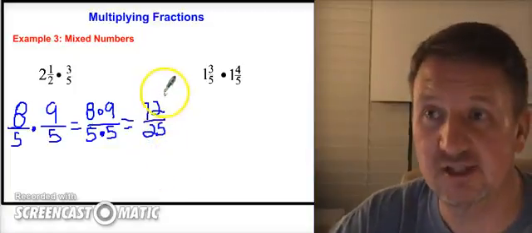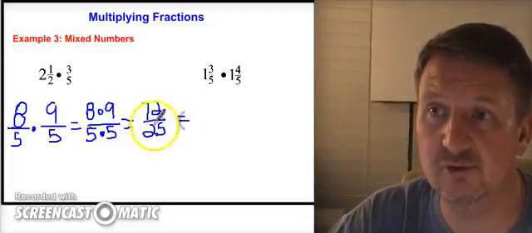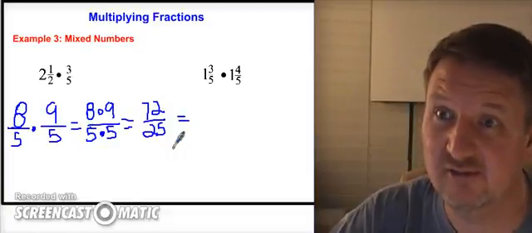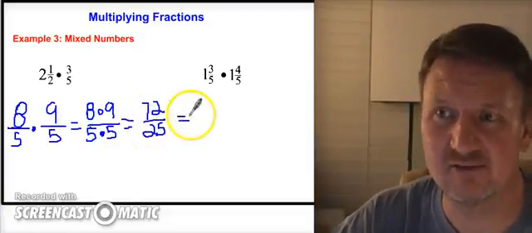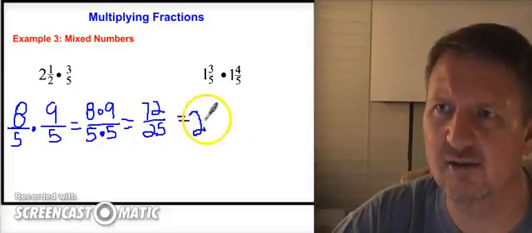All right, once again, that leaves me with an improper fraction. So I need to divide 72 by 25. I know 25 times 2 is 50. 25 times 3 is 75. So it's not going to be more than that. So it's a 2.